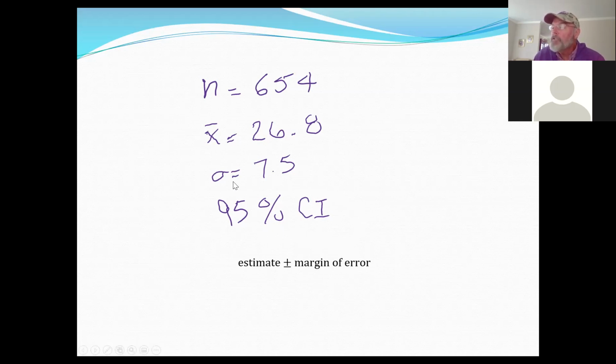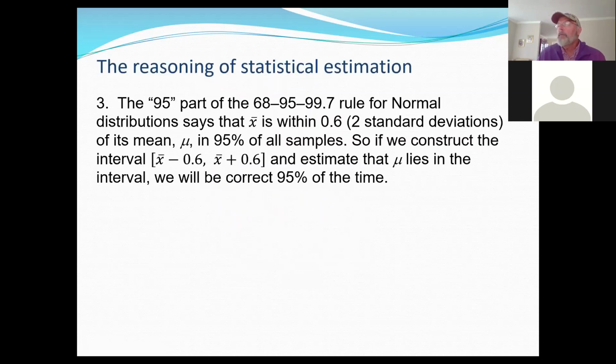Okay, 95% is 2 standard deviations away from the mean. That's why we're using the number 2 with this. So the margin of error, I'll get back to this in just a second. Okay, so here it is. We are using the empirical rule, 68, 95, 99.7. This is the rule that gives us 2 standard deviations away from the mean.